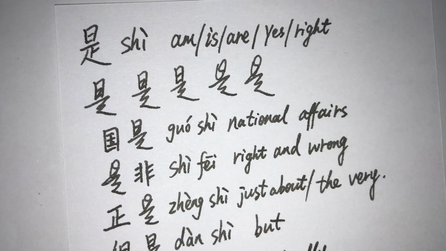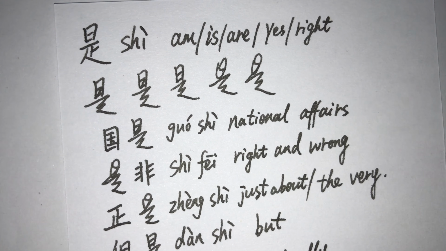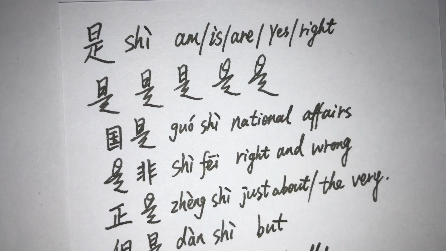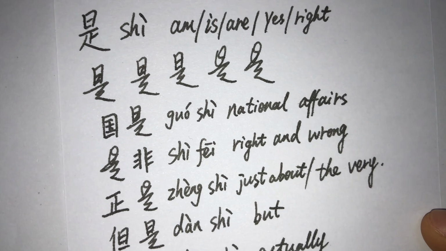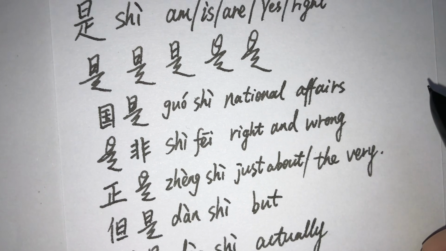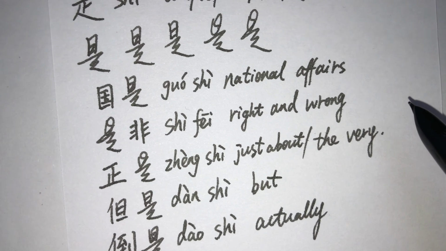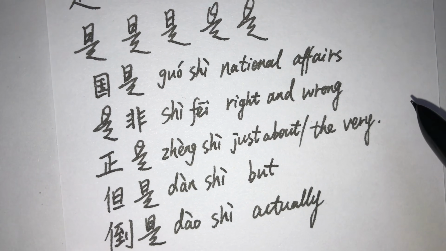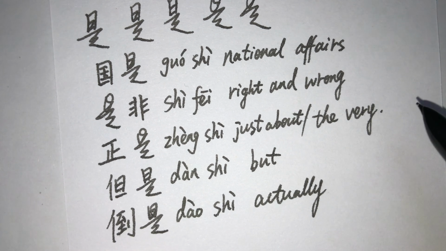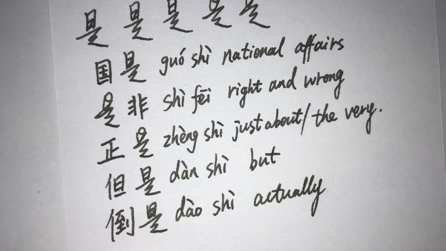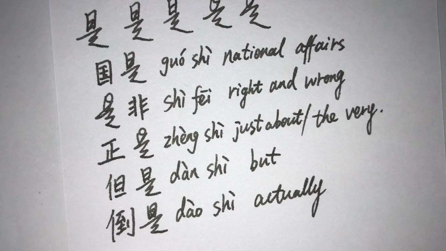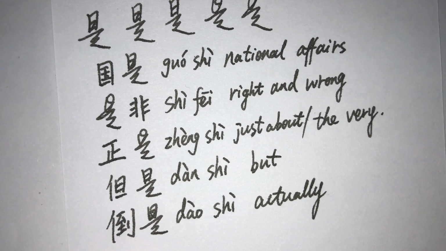是, M is R. Yes, right. 国事, national affairs. 是非, right and wrong. 正是, just about, the very. 但是, but. 倒是, actually.